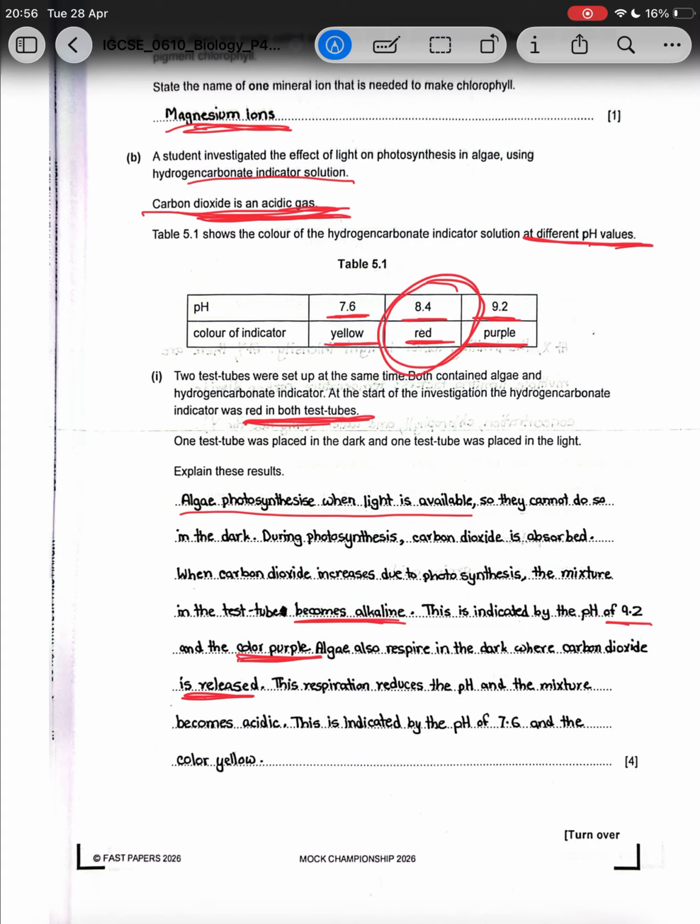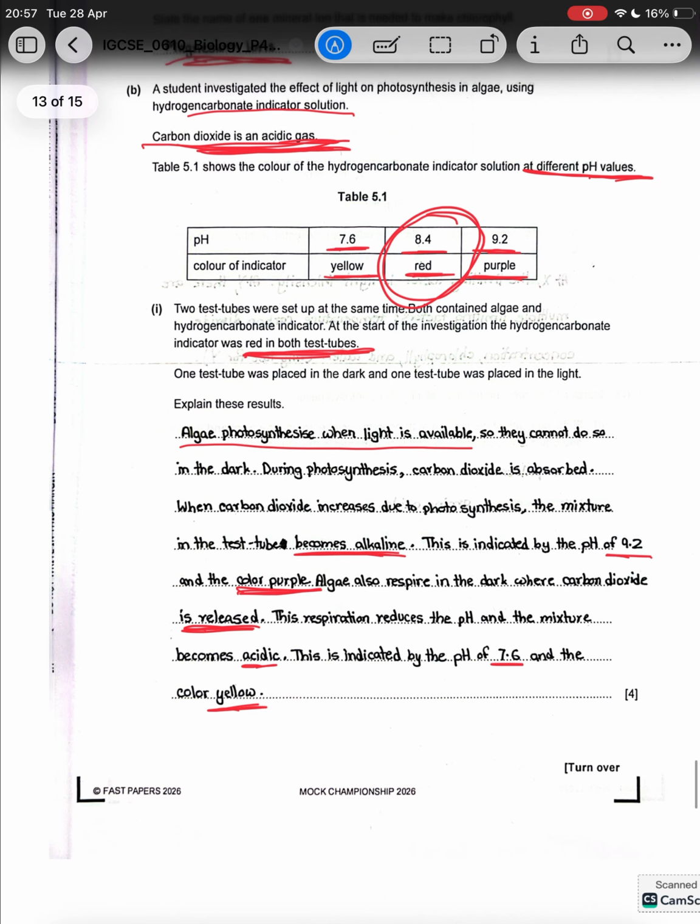Algae also respire in the dark where carbon dioxide is released. So in the dark they have to take in oxygen and release carbon dioxide. So naturally what happens is when there is carbon dioxide released, it will become acidic, so the pH will go down. This respiration reduces the pH and the mixture becomes acidic. This is indicated by the pH of 7.6 and the color yellow.